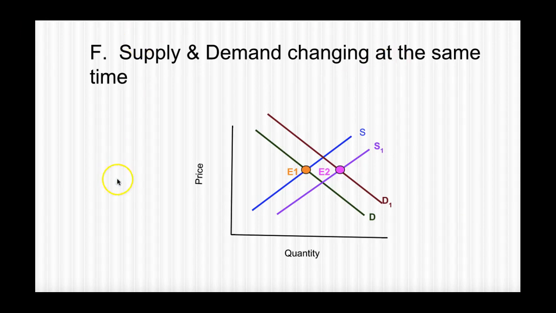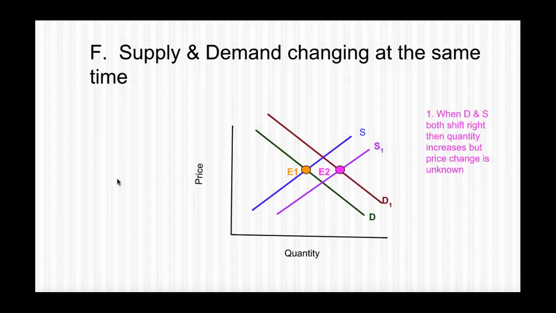So all we're saying here is that when there is a right shift in both supply and demand, the quantity is for sure going to increase, but you don't know what happens to the price. If the demand curve shifts to the right more than the supply curve, then the price goes up. If the supply curve shifts more, then the price goes down. So you just don't know.